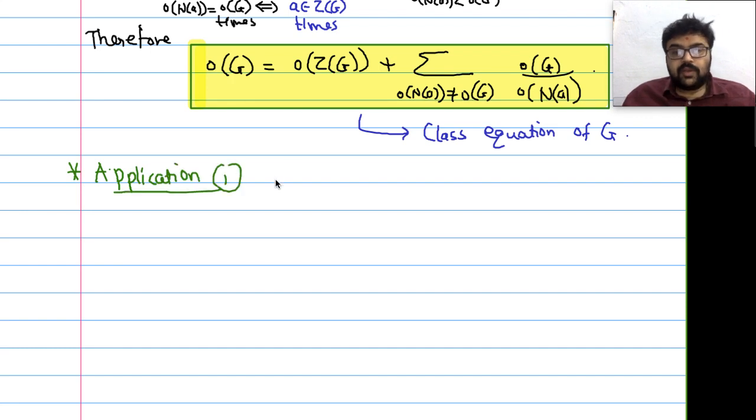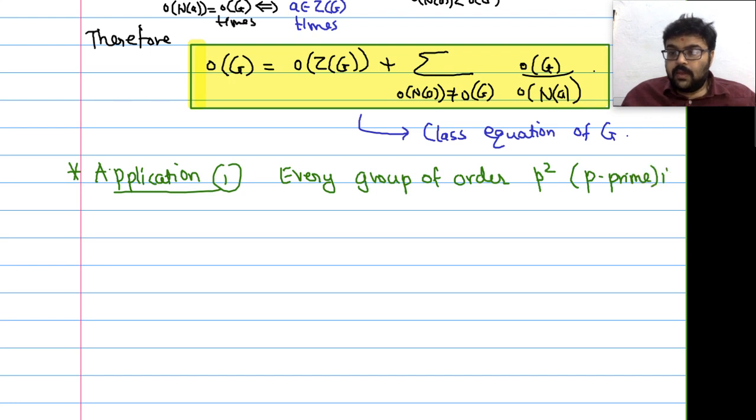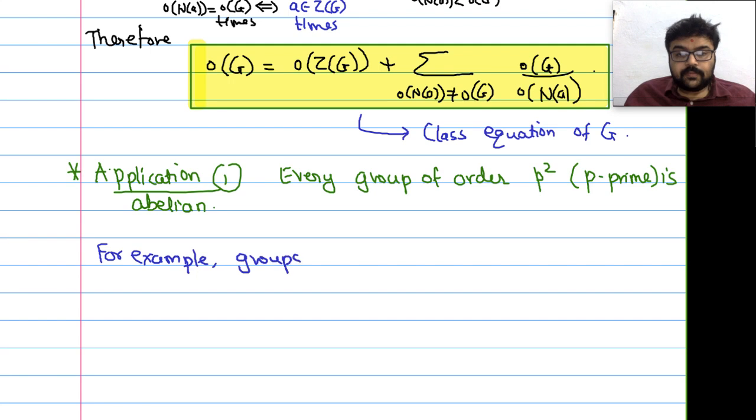First application, what we are going to show is that every group of order p square, where p is prime, is abelian. Right? So every group of order p square is abelian. For example, groups of order 4, 9, they are all abelian. 4 is 2 square, so they are abelian. Groups of order 9 are always abelian.